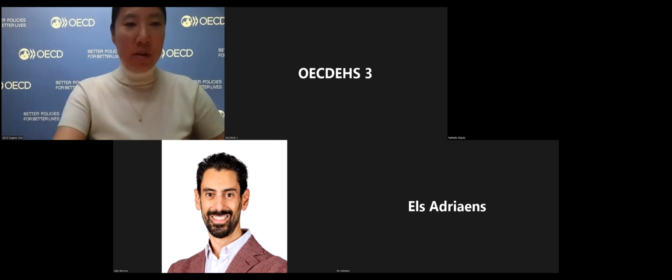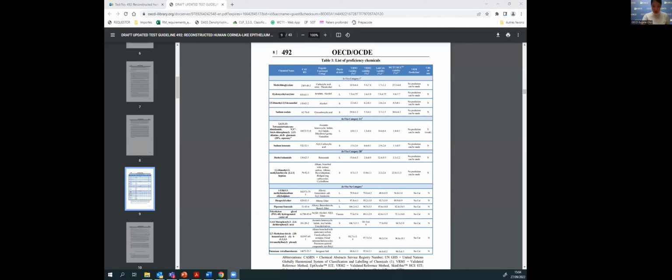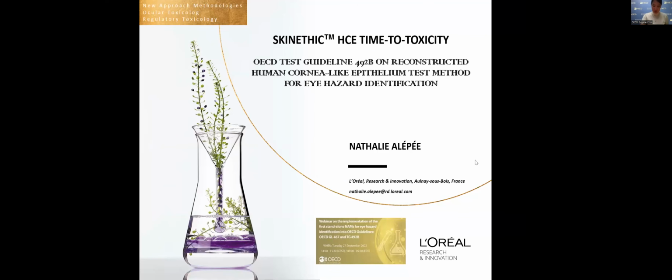So this is the first defined approach for the eye irritation endpoint, and it demonstrates the importance of a holistic approach to overcome the weaknesses and limitations of the individual information sources mentioned, now arriving at a standalone test method that can fully replace the in vivo Draize test. And now here is another example of such a test method, which will be introduced to you by Natalie Alette from Lorraine.